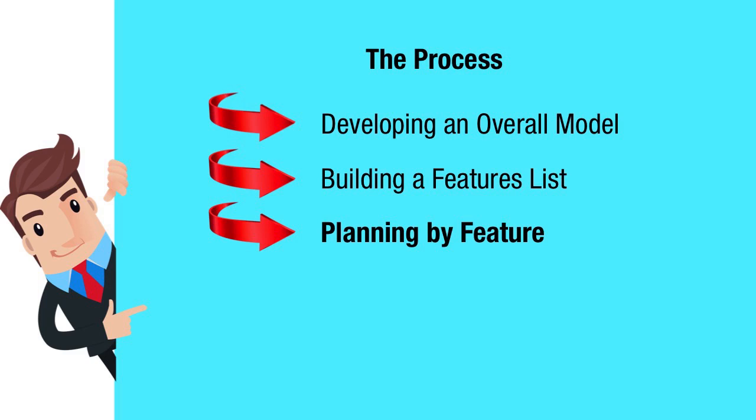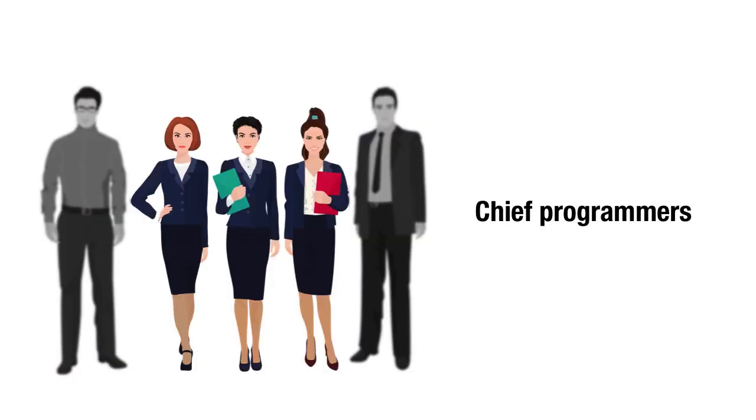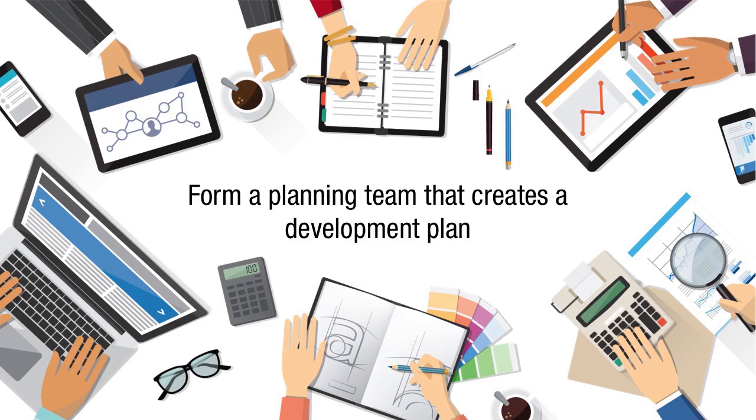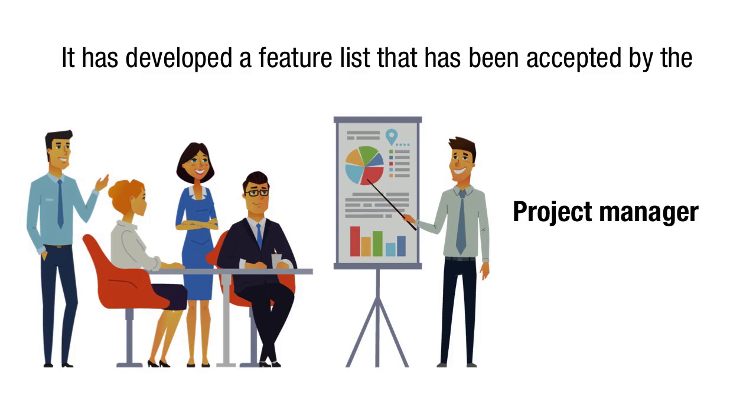Planning by feature. The project manager, the development manager, and the chief programmers form a planning team that creates a development plan. Entry criteria. The features list team has successfully completed the preceding process. That is, it has developed a features list that has been accepted by the project manager and the development manager.